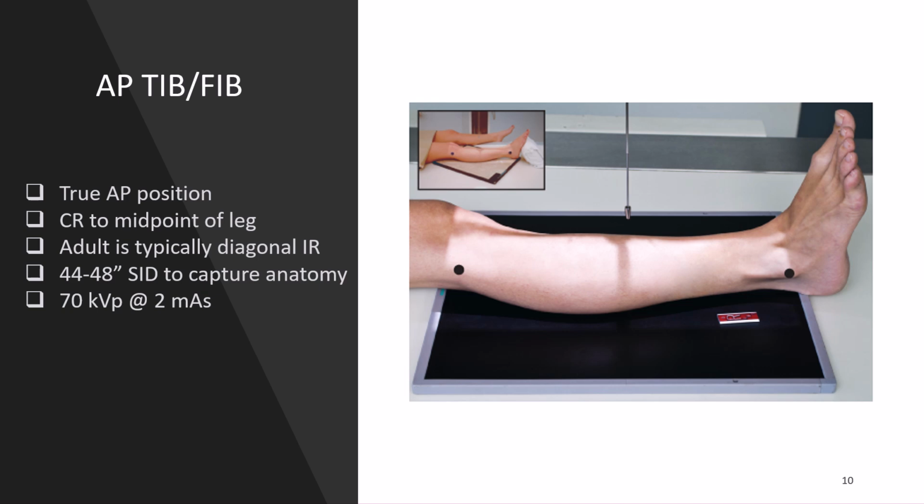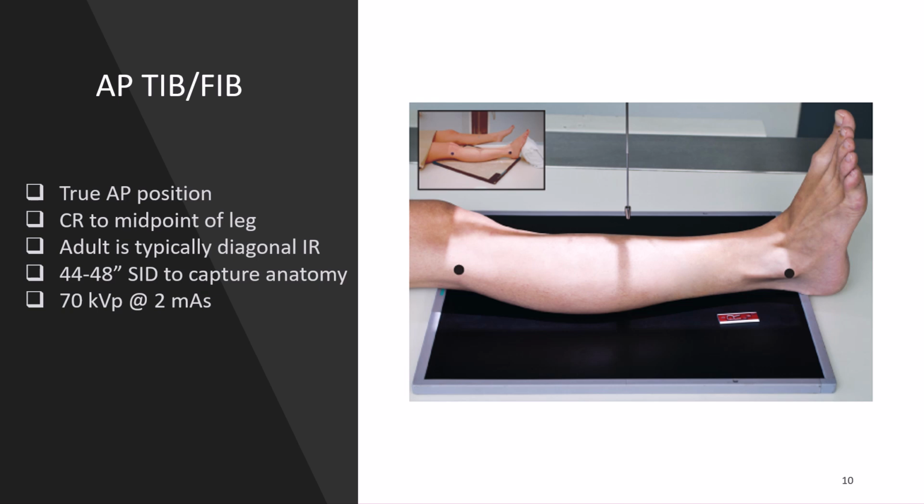Typically, like we said, adults go on a diagonal image receptor. If you place the IR diagonal, you do have to raise your SID between 44 and 48 inches to reduce divergence of the beam and include more of the body part. So if you go diagonally, you're going to raise your SID to at least 44, possibly 48 inches to reduce the divergence of the beam. Your technique is 70 kVp at 2 mAs, just like it was for an AP forearm.